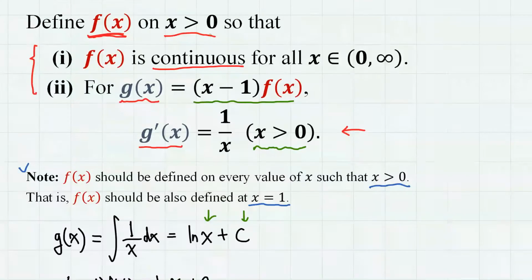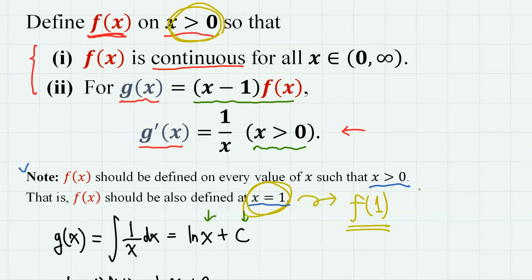This condition is now added, so we have this expression for f(x), but we are not done yet. Since it is stated that f(x) is defined on all positive x, it should also be defined at x equals 1, which means that the value of the function at x equals 1 must be determined. And for that, we are going to use this continuity condition.